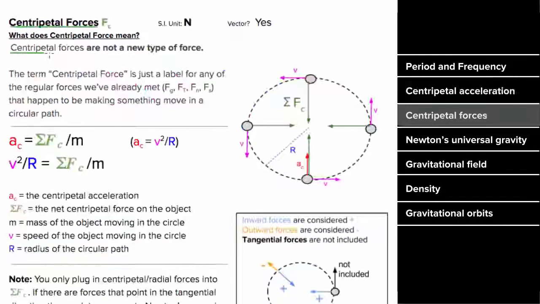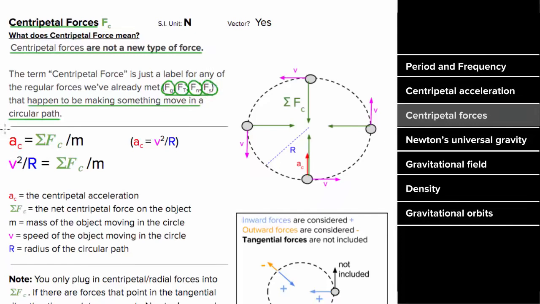Centripetal forces are not a new type of force. Centripetal forces are just any of the other forces that we've already met that happen to be pointing toward the center of the circle, making an object travel in a circle. So for a moon going around the Earth, gravity is the centripetal force. For a yo-yo going around on a string, the tension is the centripetal force. For a skateboarder doing a loop-de-loop, the normal force is the centripetal force. And for a car going around a roundabout, the static frictional force is the centripetal force.